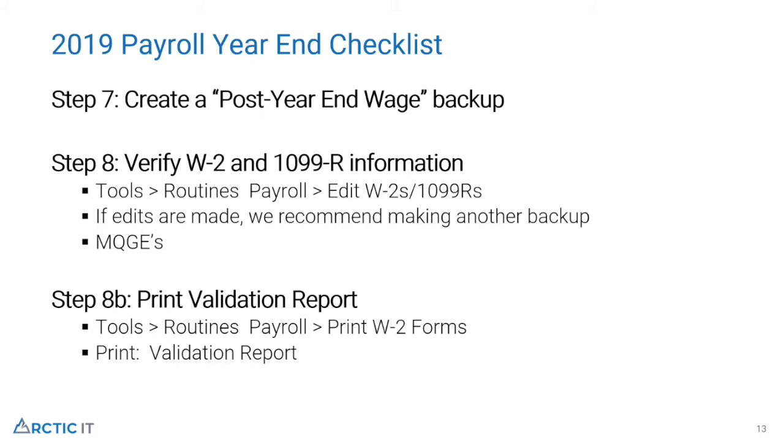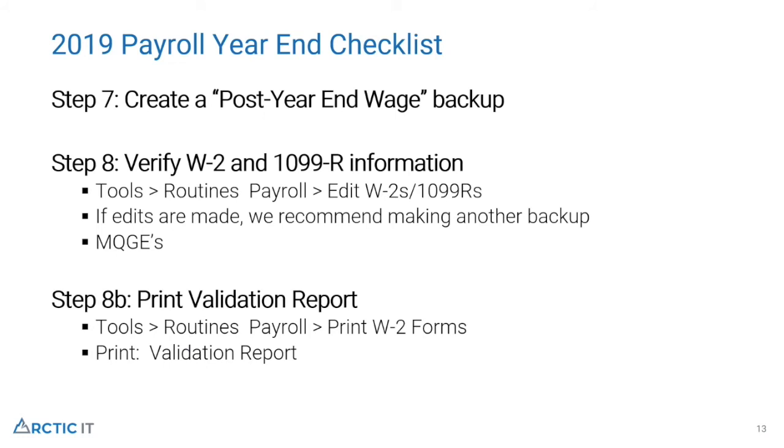Again, we suggest that you remove your year-end wage file, process the corrections, and reclose the year. But if you need to just edit the W-2 itself, just know the edits are only in your year-end wage file, and that we recommend you take another backup so that you don't lose those edits. And we've got a note here about your Medicare qualified government employees. For employees who do qualify for that, that setting is marked in your employee tax maintenance window.